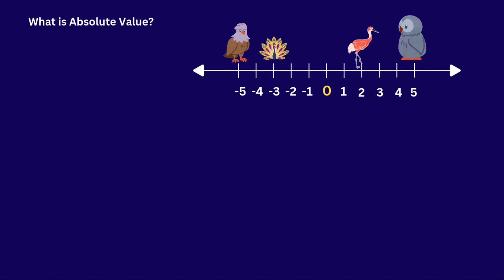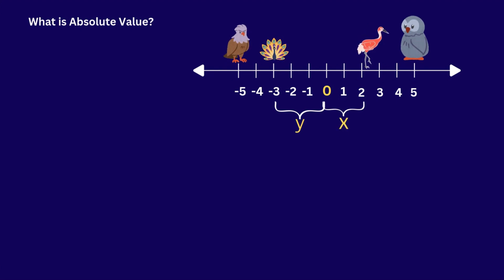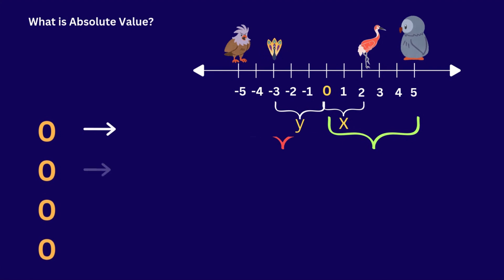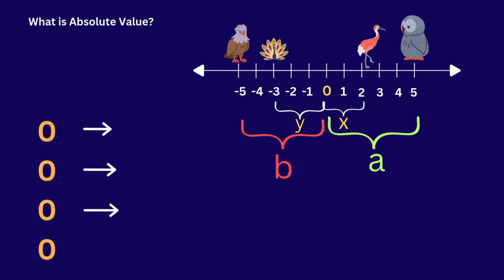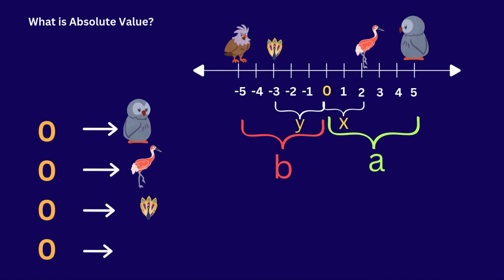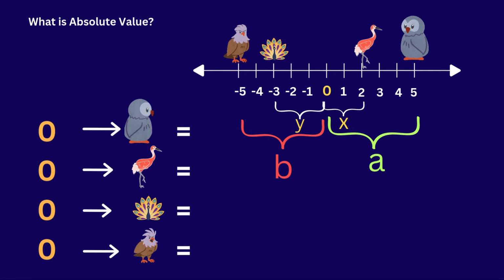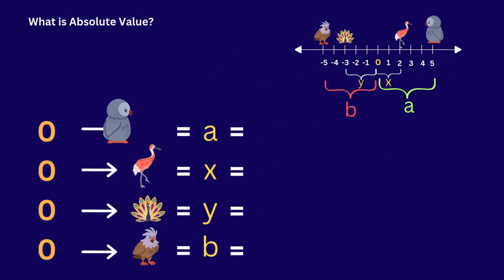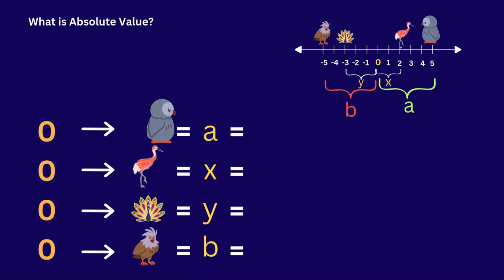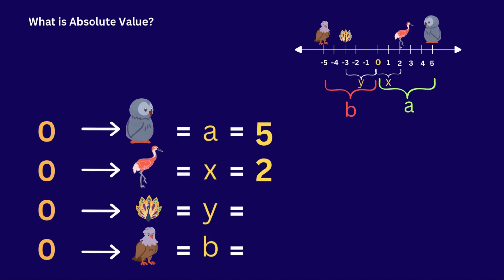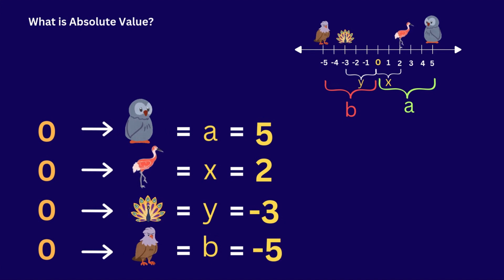But first, let's measure the distance from 0 to every bird that we have. First, from 0 to the peacock. Let's give it a name. This distance is called y, and from 0 to our swan, we'll call it x. From 0 to the owl, we will call it a, and from 0 to our eagle, we will call it b. Now let's see what each is equal to. So a will be equal to 5, x will be equal to 2, y is equal to -3, and b is equal to -5. These are just the locations of each bird.